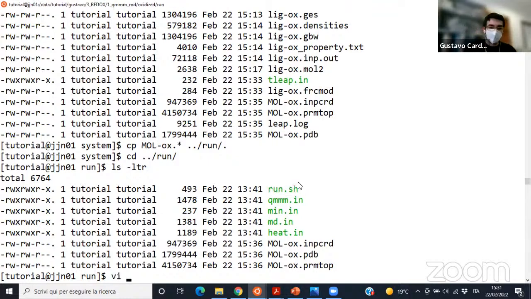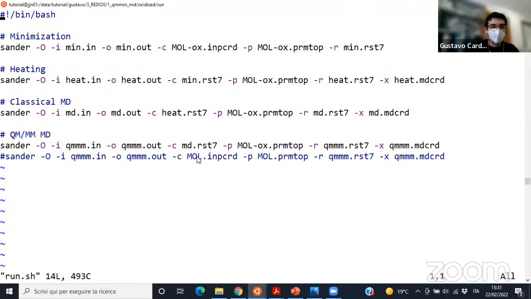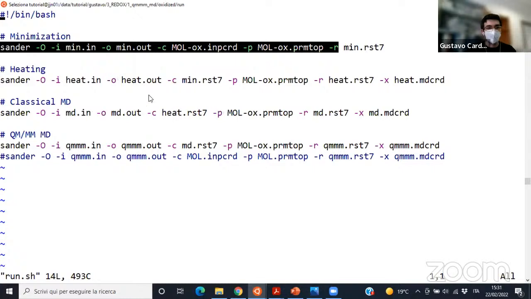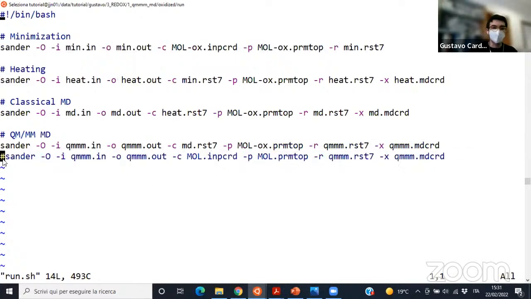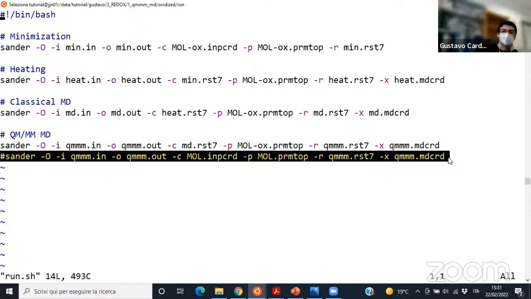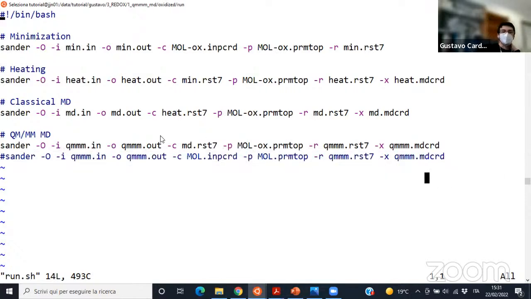We can visualize the run script, but it's the same as before. All the simulation commands are put there sequentially. I'm sorry about this comment. Just ignore that. Remember, this is a comment, so this line is going to be ignored. But as you can see, we again have a minimization, a heating, a classical MD, and then the QM/MM MD. So we're almost done for the first part. The second part is going to be briefer.